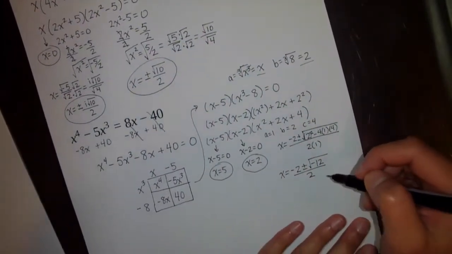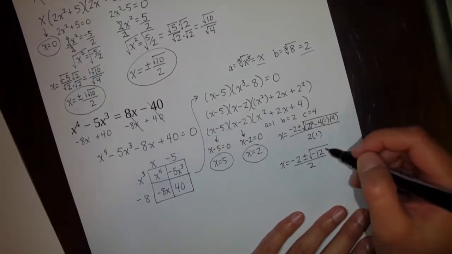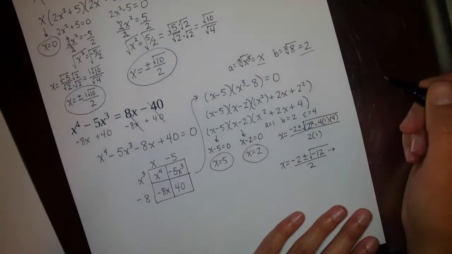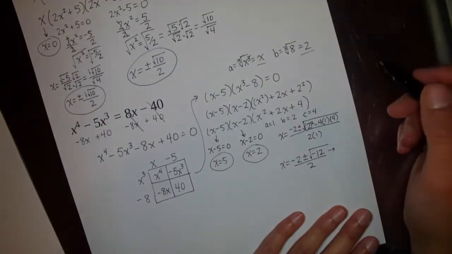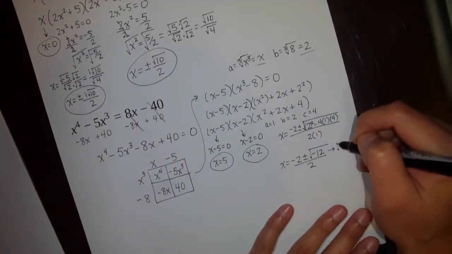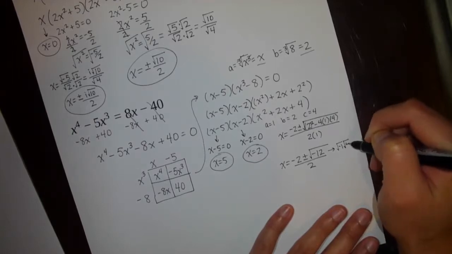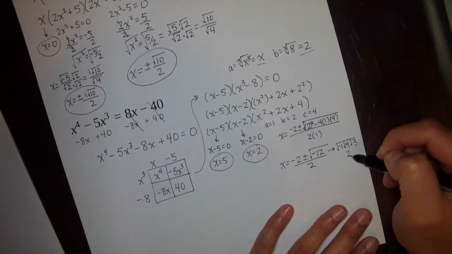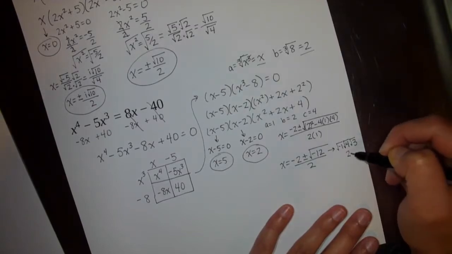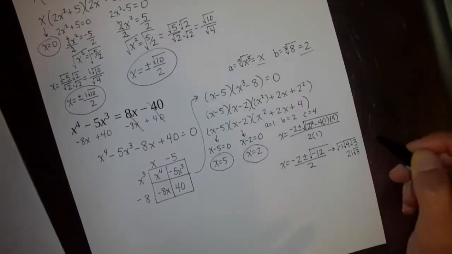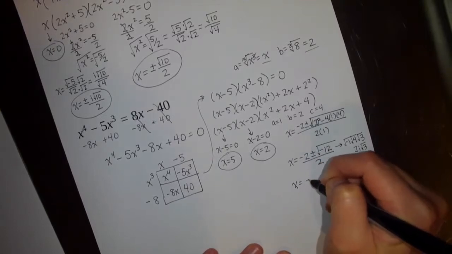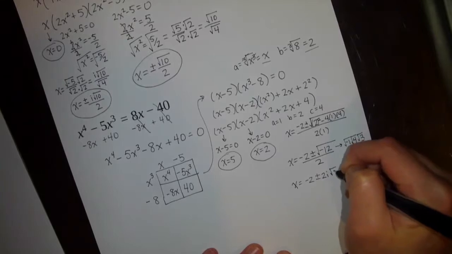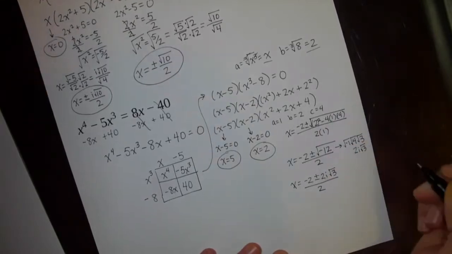Negative 12, we want to simplify our radical before we reduce the fraction. So negative 12, the biggest perfect square that can go into negative 12 is 4. So there's our negative 1, 4 times 3. Square root of 4 is 2. Square root of negative 1 becomes our i. Root 3. So here we'll have x equals negative 2 plus or minus 2i root 3 over 2.